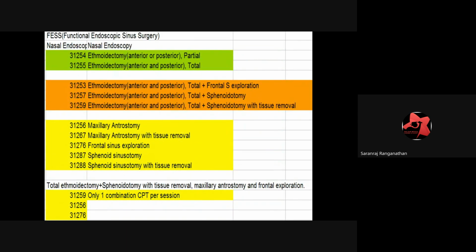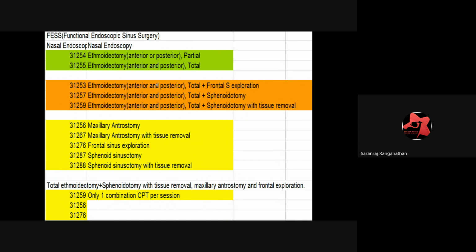Okay. So then next one, they have given the CPTs. What are the CPTs we are coding, and what are the concepts we are following in this endoscopic ethmoidectomy. For example, ethmoidectomy anterior or posterior partial, we use 31254. If it is anterior and posterior, that is called a total ethmoidectomy, and we can use CPT 31255. Like that they have given one sinus, and the CPTs we use, they have given here.